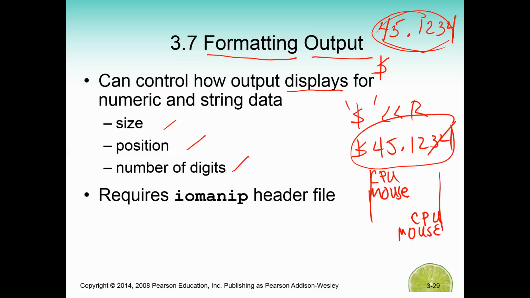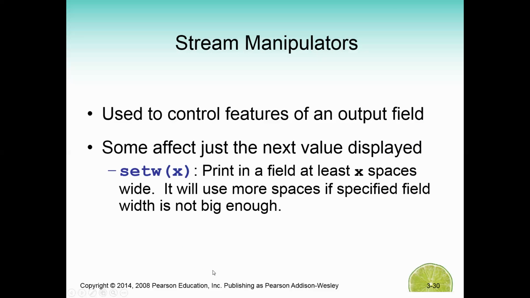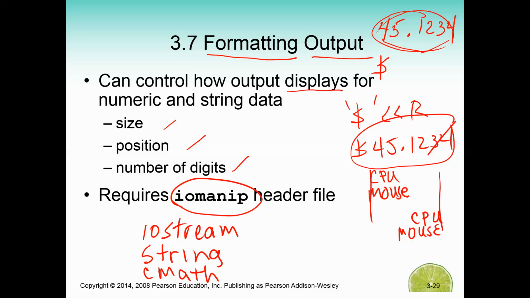This requires another header. We know that we can use the iostream for cin and cout, right? That's what we use. We know that we can use the string header to manipulate string values. And we also know that we can use the cmath for the pow function. So now we're going to be using a new one, which is the iomanip. The iomanip is the one that is going to give us this formatting, so that we can decide what size we want that field to be, what position, and how many digits.